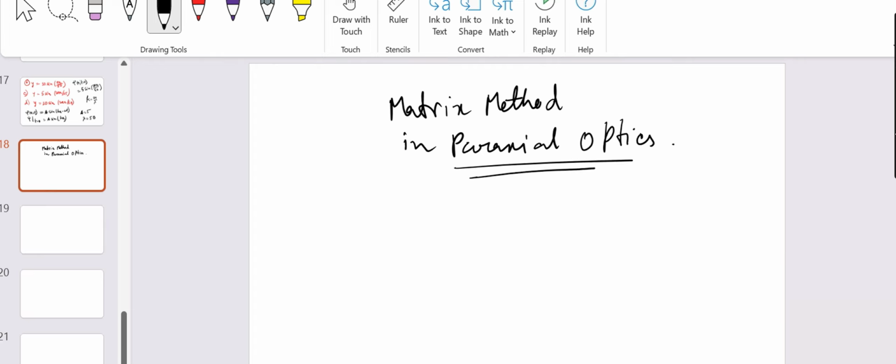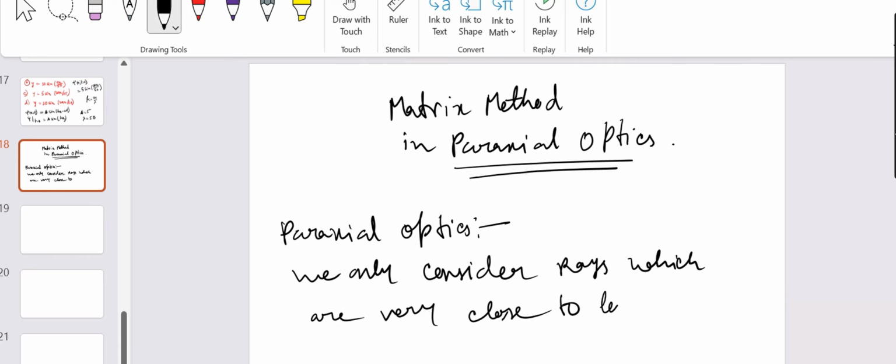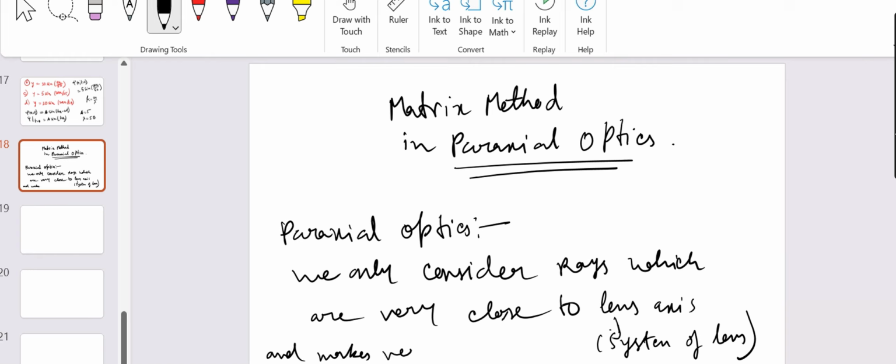So first thing, we need to know what is paraxial optics. Basically, by saying paraxial optics, we only consider rays which are very close to the lens axis or the system of lens axis, and make very small angle with that axis. So one, they need to be very close, and they need to make very small angle.